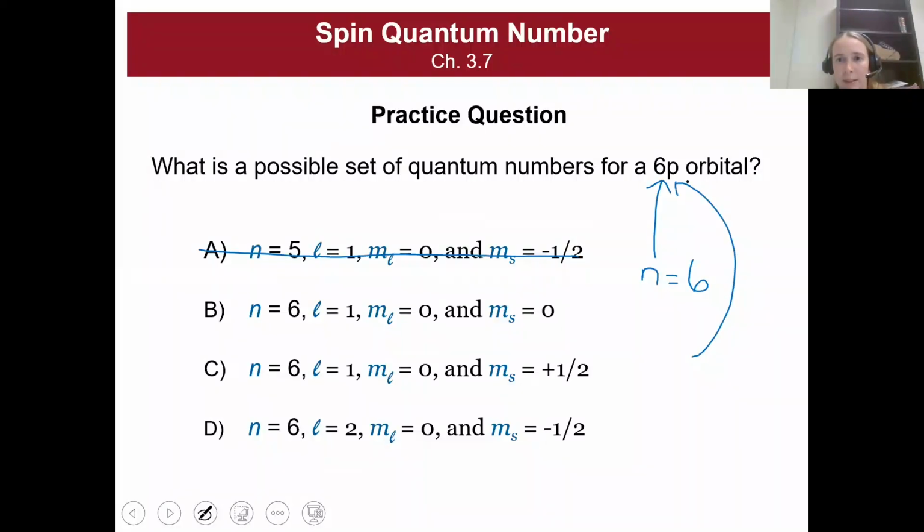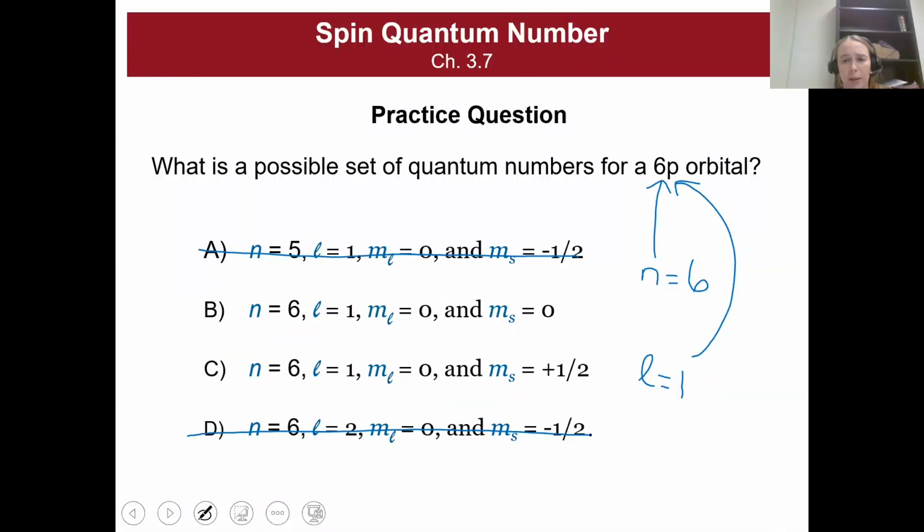What's this p tell us? P tells us that L equals 1. Every p orbital has the quantum number L equal to 1. This is how it always works. So that gets rid of D. So now we're down to B and C. So let's see. What else can we tell about these choices?